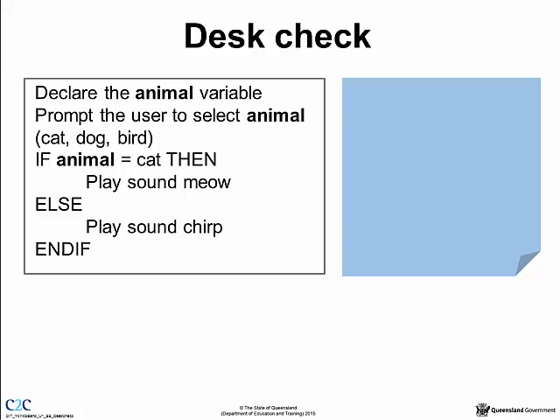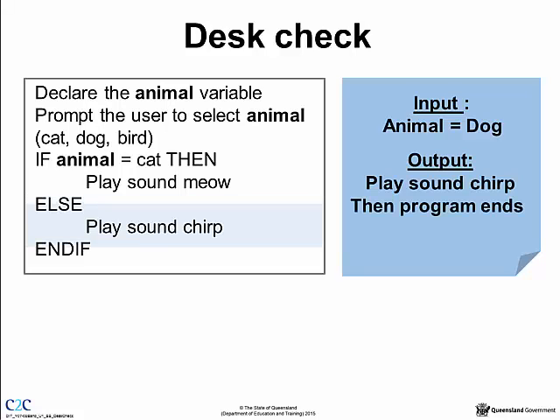Let's trace the algorithm again. First, declare the animal variable. Prompt the user to select an animal, so the input equals dog. Then check that the if statement is correct. No, animal doesn't equal cat, which means that the if statement is false. Now we have to skip to the else statement. And it will play the sound chirp. And the program will end.